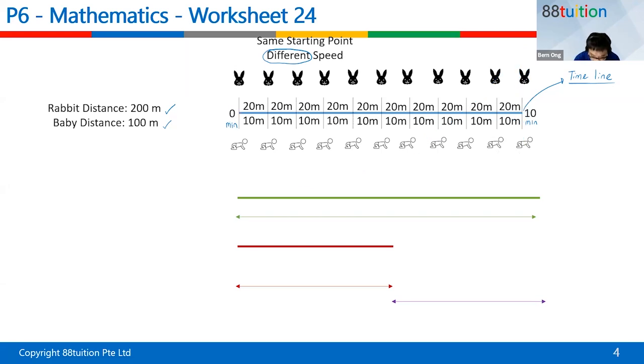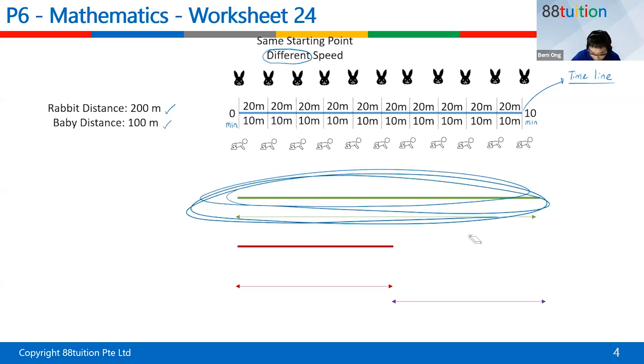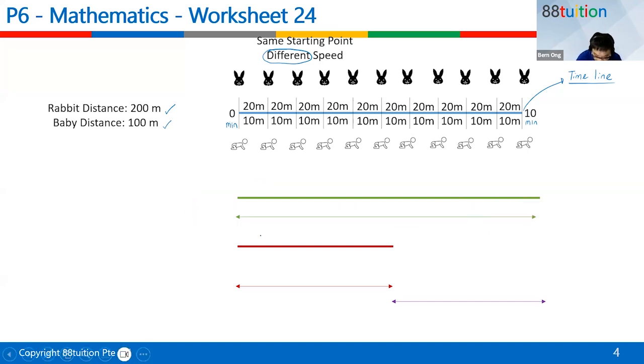So the total distance traveled by the rabbit, can you see, it's down here, is 200 meters. Whereas the distance traveled by the baby is 100 meters. Drawing like that is clearer. How come? If you draw like that, you know that the rabbit traveled a further distance. Down here, see? So again, are we ready?